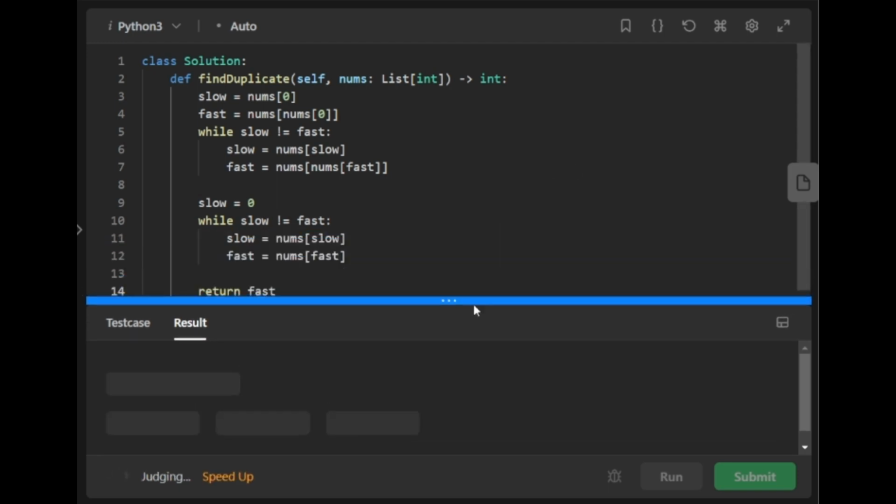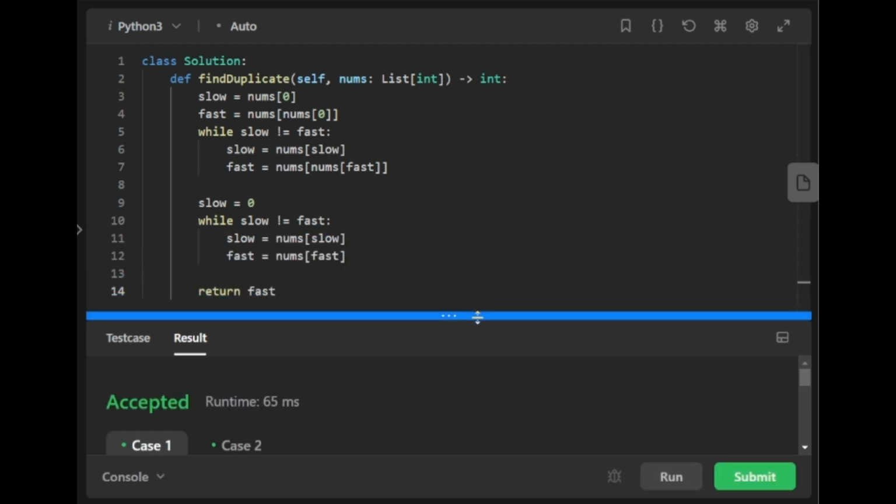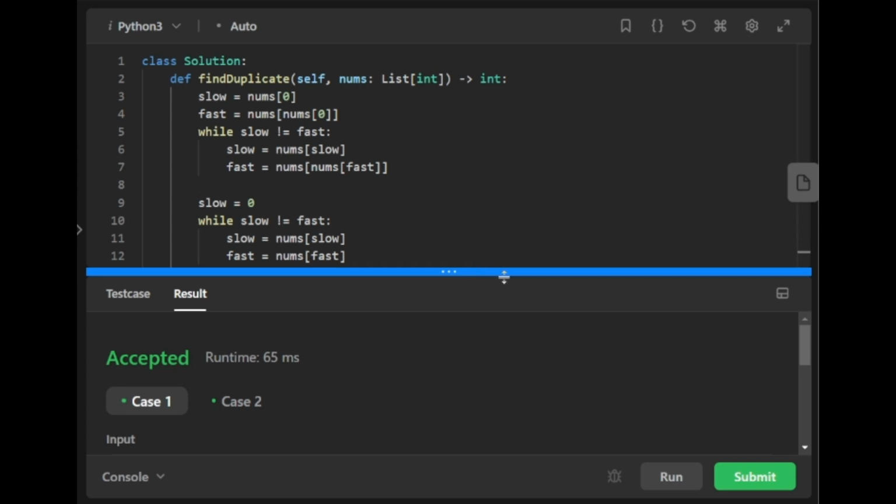Yeah, so this is how we would do it with our Floyd's cycle detection algorithm.